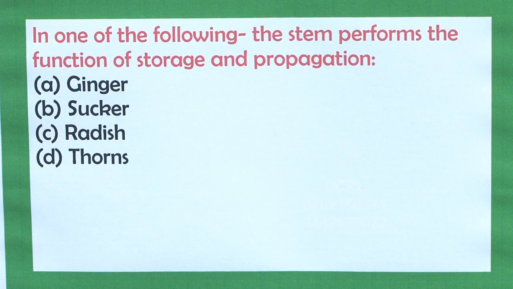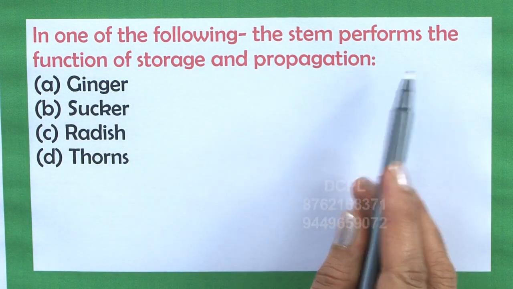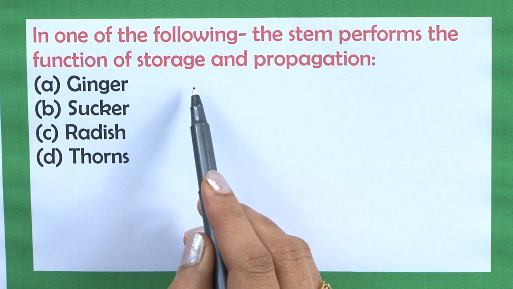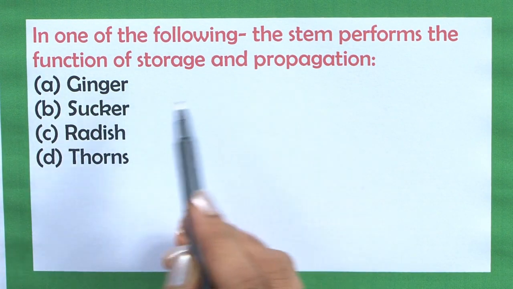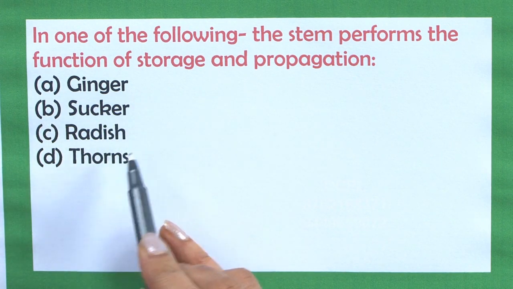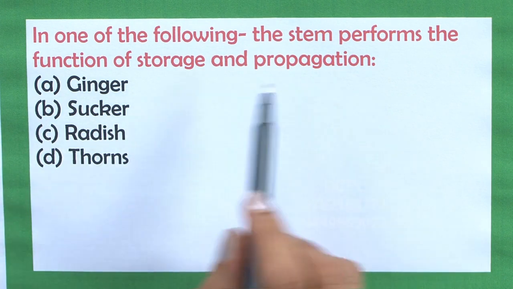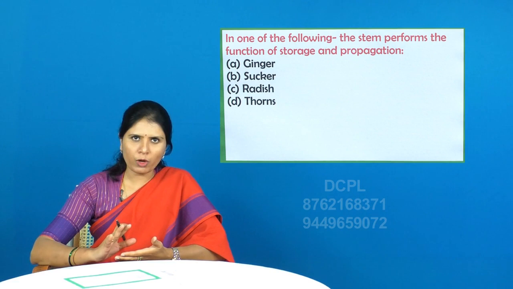The next question says, in which one of the following does the stem perform the function of storage and propagation? What are the answers given? Ginger, sucker, radish and thorns. So, the stem performs the functions of storage and also propagation.